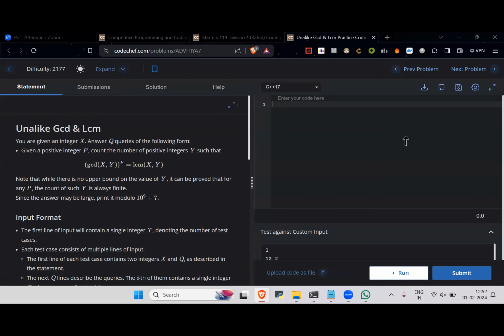So this is the sixth question of CodeChef Starter 119 Division 4, Unalike GCD and LCM. In this question, you're given an integer x and you're given a few queries.